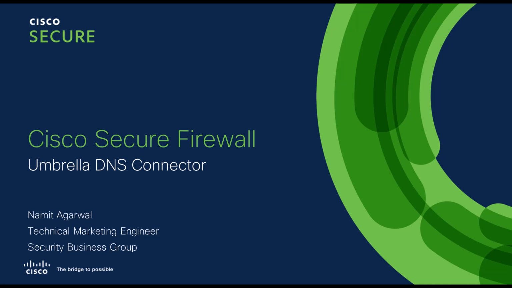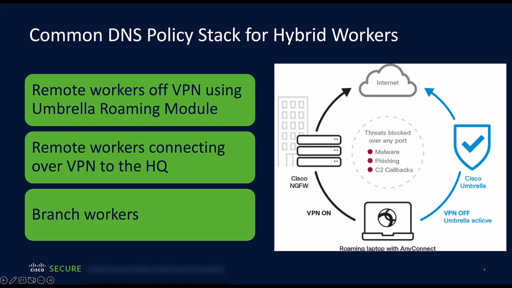We will look at this new feature added in the Secure Firewall Release 7.2, where we can have a common unified DNS policy for branch locations and secure hybrid workers, irrespective of how they access corporate or public resources. This means that the DNS policy on the FTD can be unified with the Umbrella DNS policy, allowing for a uniform experience for secure connectivity.